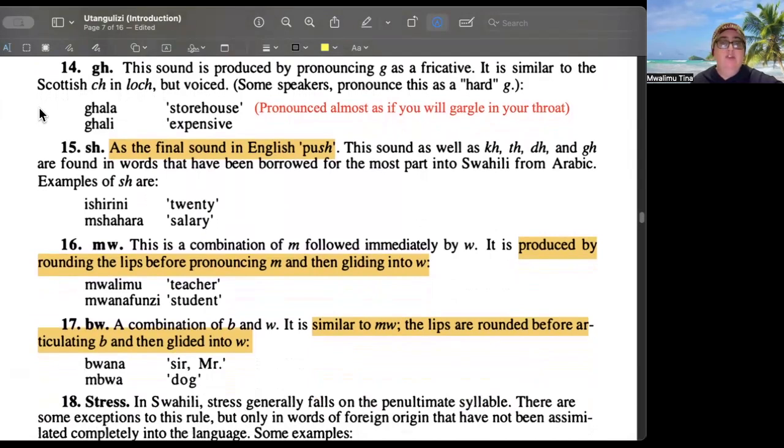Next, we have the GH combination. Many speakers pronounce this as just a simple hard G, ga. But it is another sound borrowed from Arabic. Those who do not speak Arabic will probably just pronounce it as a hard G. But it should be like a soft G, almost as if you were gargling water in your throat. For example, we have khala, khali, or simply gala, gali.